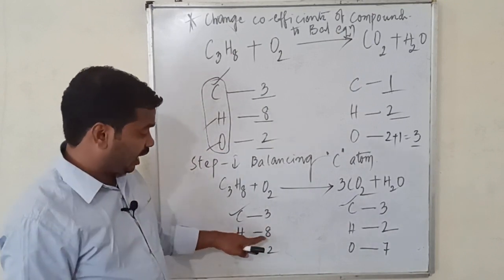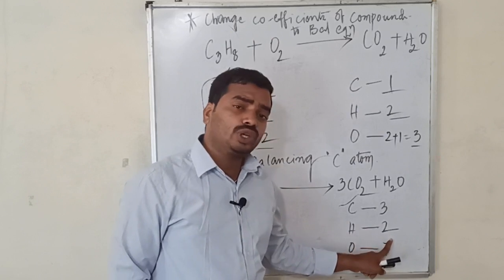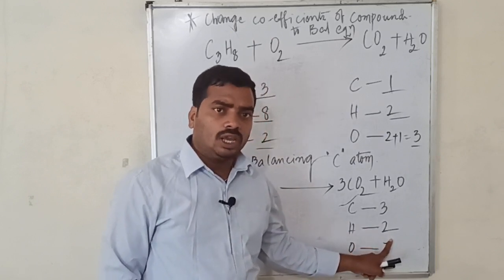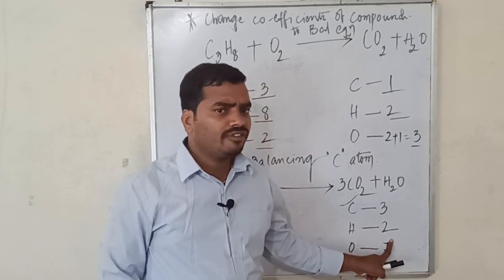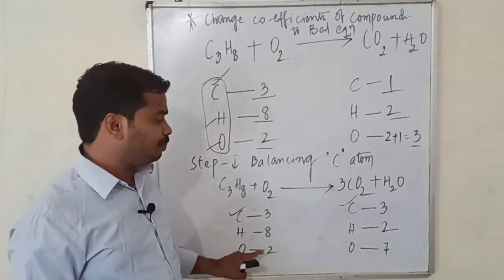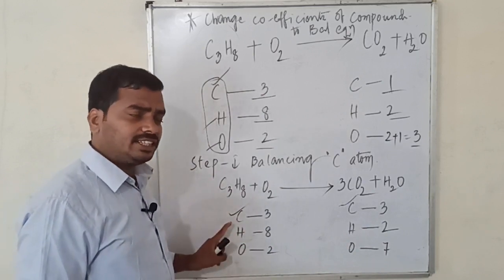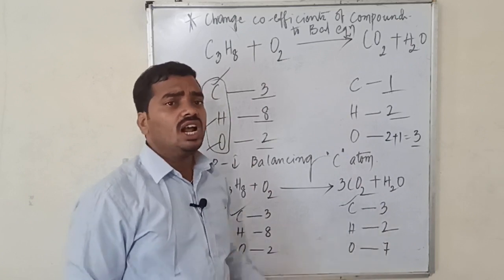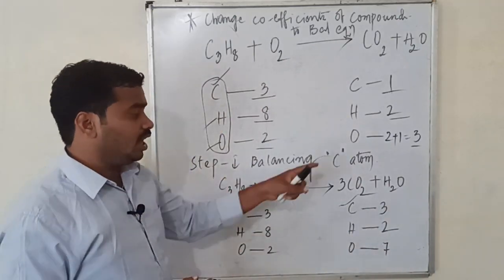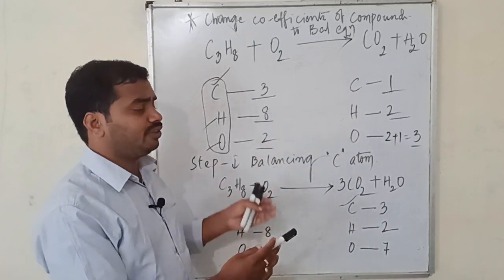If you are considering 8 hydrogens on the reactant side, and 2 hydrogens are produced on the product side, will that be okay with the law of conservation of mass? No, the law of conservation of mass won't accept this happening. 8 hydrogens are present on the reactants, then surely 8 hydrogens must be present on the product side also. So we shall try to balance this equation further.